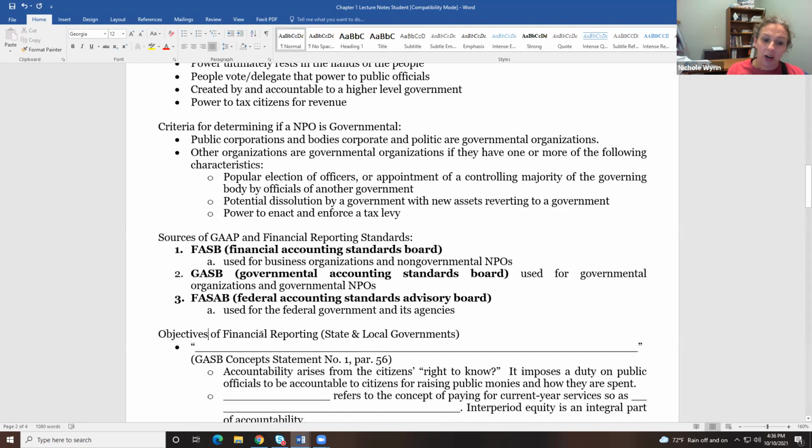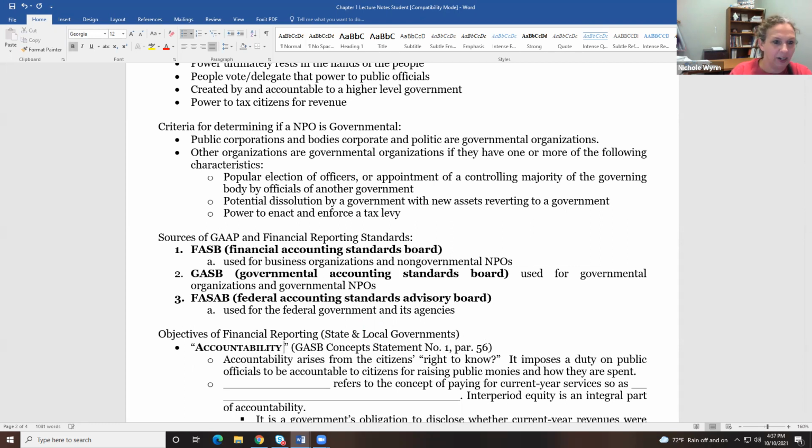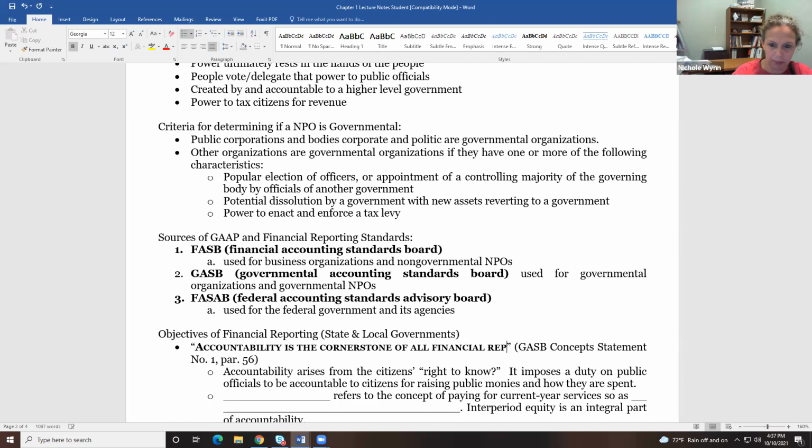Okay, so we talked about how the main reason why governmental accounting is different than financial accounting is because of the objectives. And so I'm going to go ahead and write out this quote. It's a long quote to put in here, but let's do it. So accountability. All right, accountability is the cornerstone of all financial reporting in government.